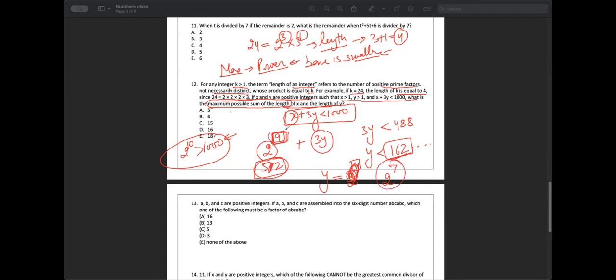Okay. So for x the power is 9. For y, the power is 7. That makes 16, right? It doesn't say x and y need to be different. So 2 raised to power 9, that's what x can be at maximum, and 2 raised to power 7, that's what y can be. Again, we want to maximize the power. That's it.